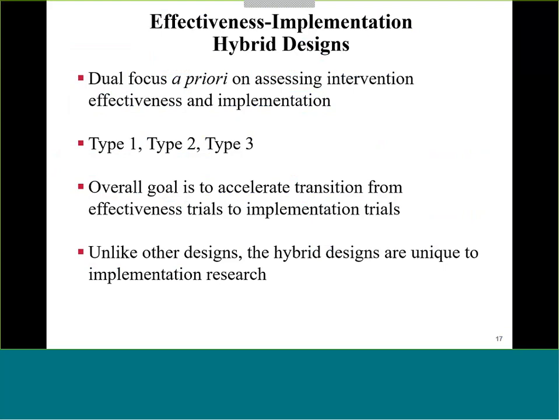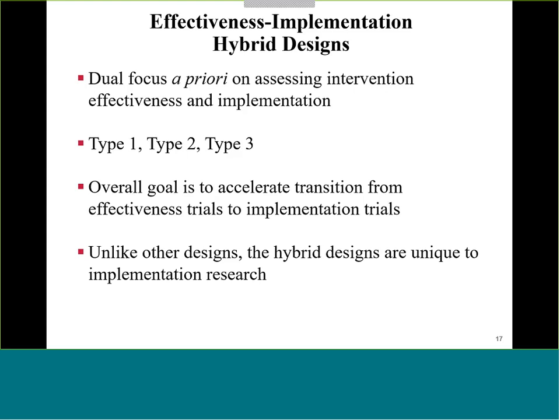So next I want to talk about effectiveness implementation hybrid design. And this came about, I think, because, and I've talked to the authors of this paper about this a little bit, implementation researchers were starting to do some of this, but there wasn't a name for it. This idea of looking at clinical or public health intervention effectiveness at the same time that we're looking at implementation issues or implementation strategies. So there's a dual focus, a priori, on assessing both intervention effectiveness and implementation strategy. There's 3 types, but the overall goal is to accelerate the transition from effectiveness to implementation trials.